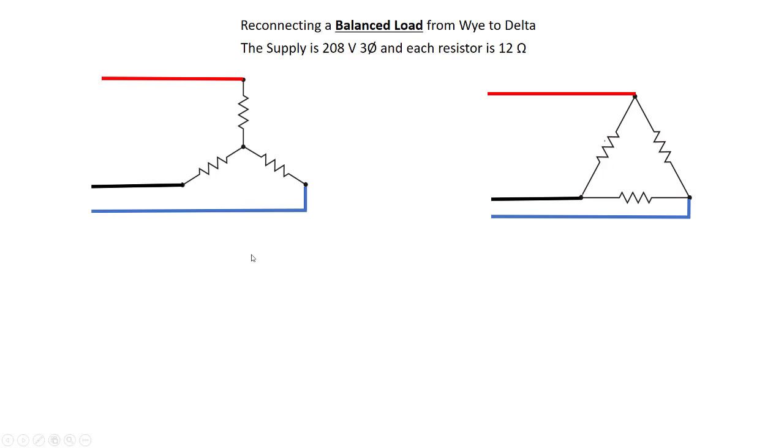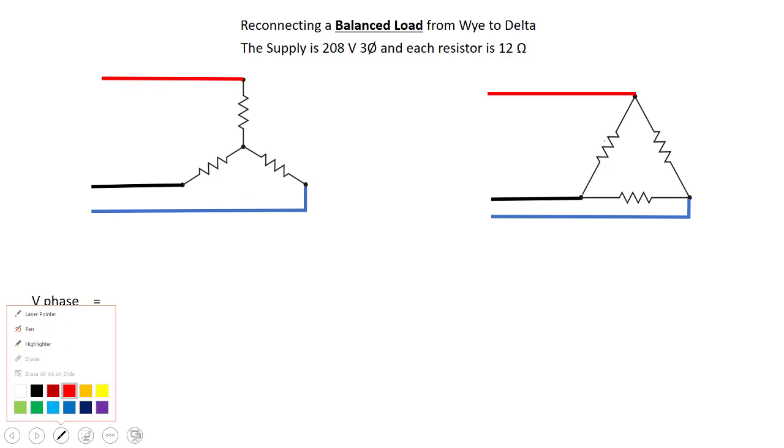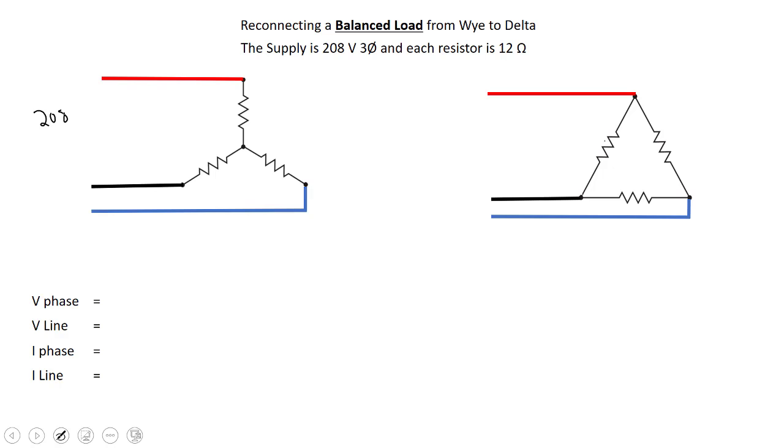So let's go ahead and determine the values in Y, what we would get. What I would do first is draw out the three resistors connected in Y. I'm going to put the supply voltage here. Now when it says supply, that means the V line. It equals 208. So we go ahead and put that on there. 208 volts. We've got 12 ohms of opposition in each phase.